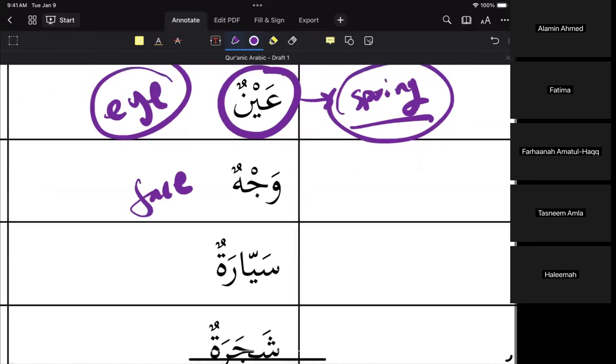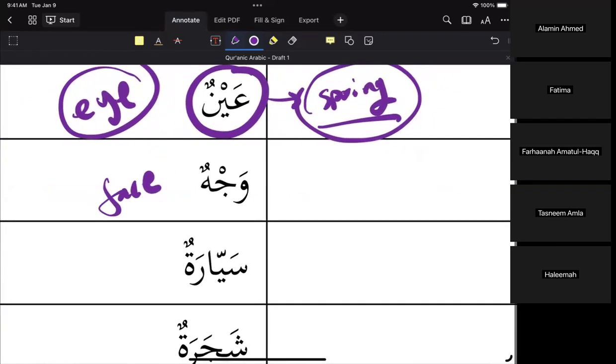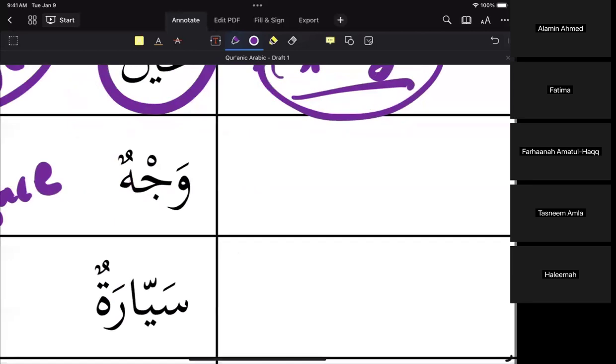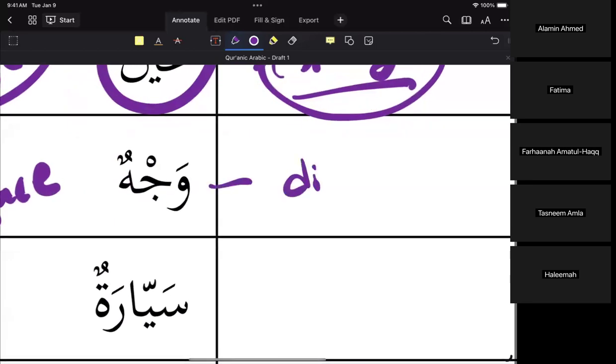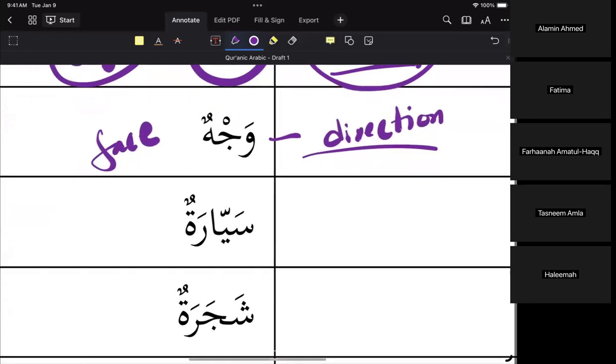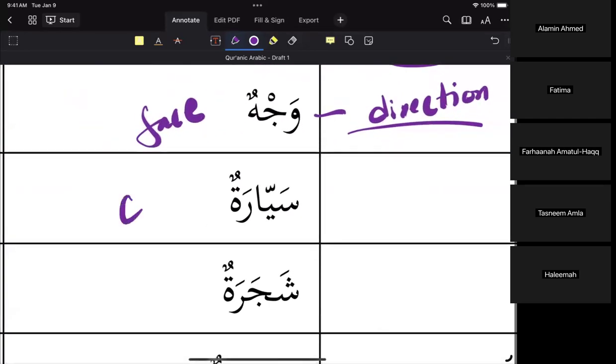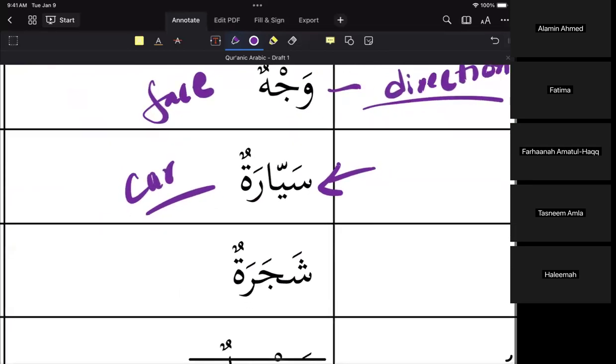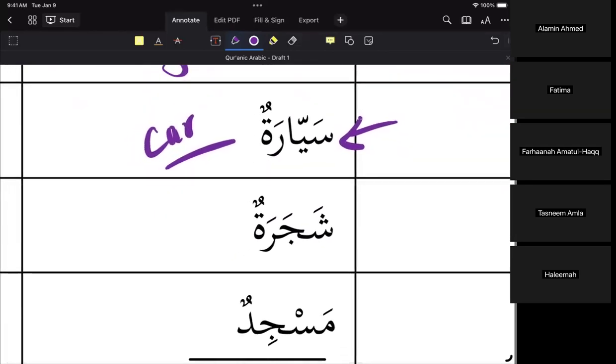And just like in English, when you say face, we mean a human face or any face, but we can also say face that way. Right? Face that way. What do I mean when I say face that way? We mean direct. So it can also mean a direction. Okay. Sayyara is car. But in the Quran, when the word sayyara came, it meant something a little bit different, like a caravan or something like that, because at that time they didn't have cars.